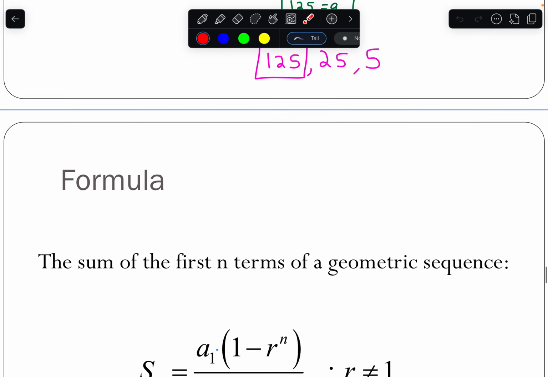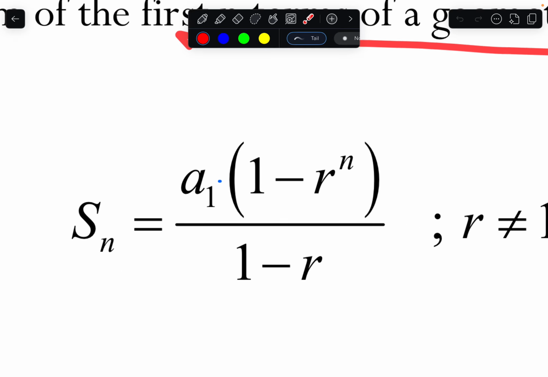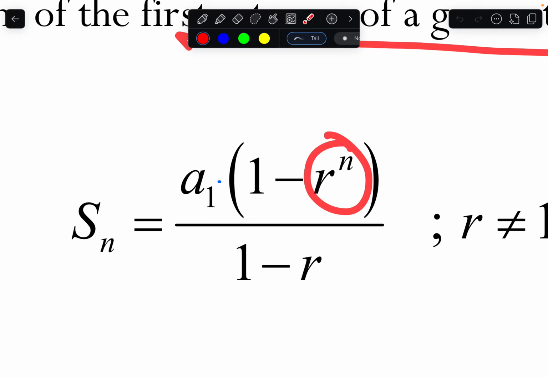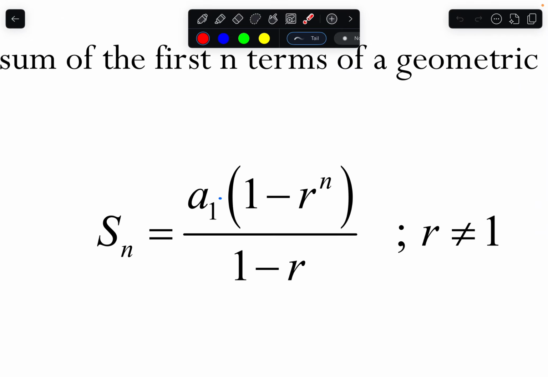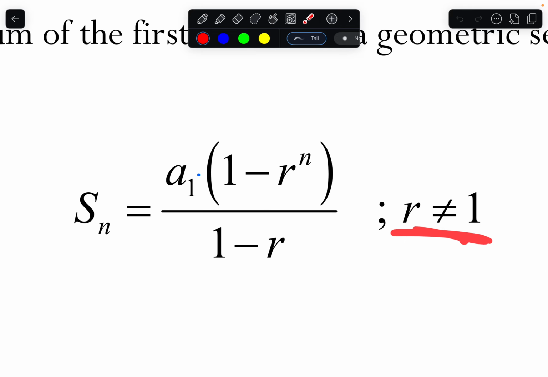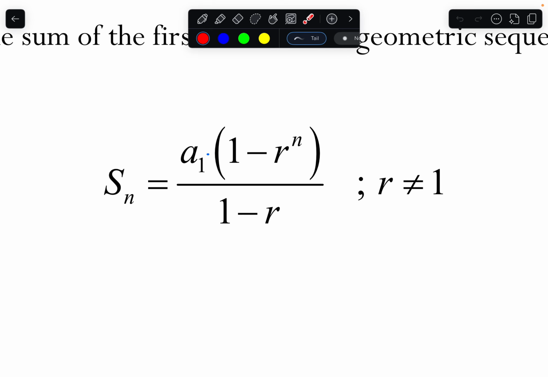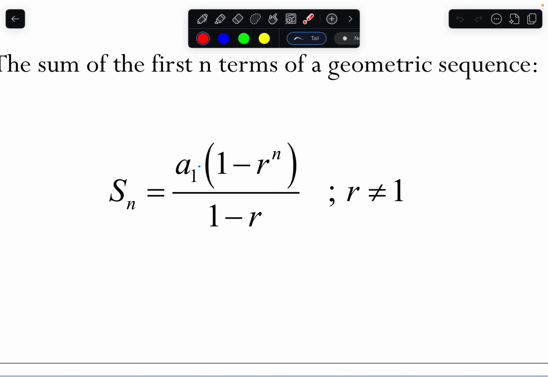Okay, now let's talk about a geometric series. So this is the sum of the first n terms of a geometric sequence. So S sub n equals a sub 1 times 1 minus r to the n, all over 1 minus r. Now, the only time this formula doesn't work is when r equals 1. Because if you think about it, if r is equal to 1, every term in the geometric sequence would be the same.